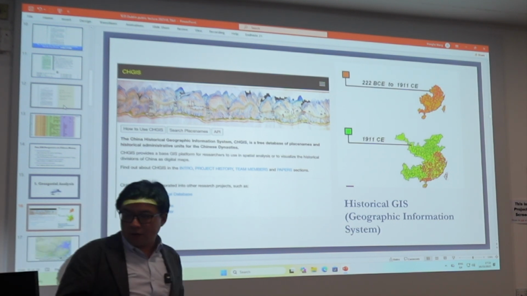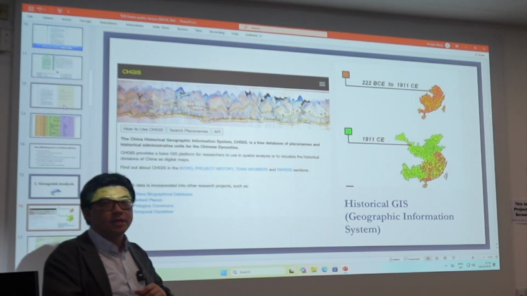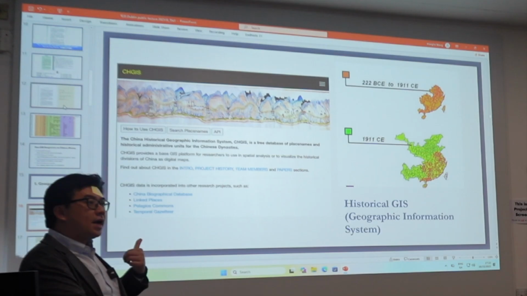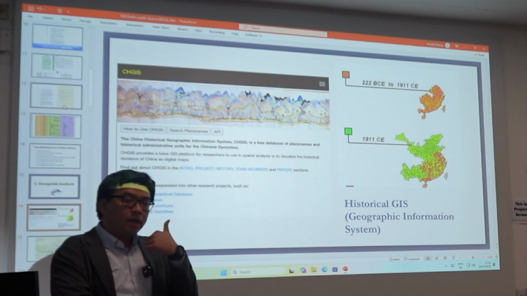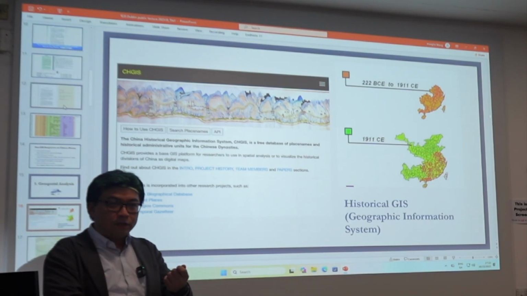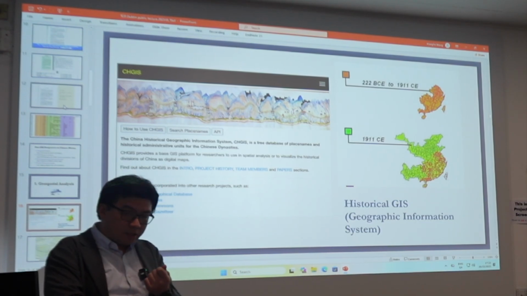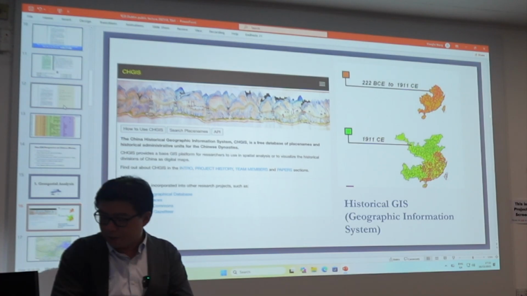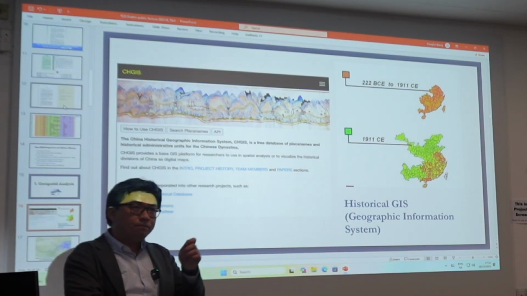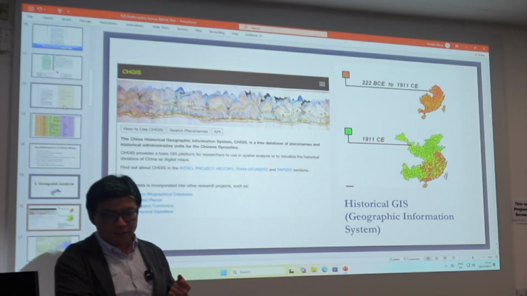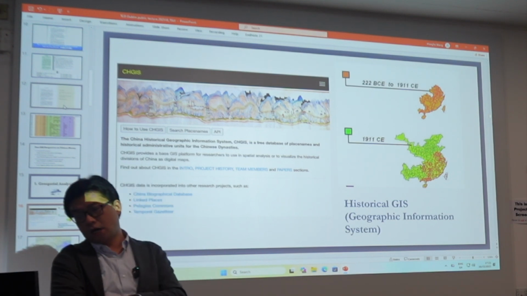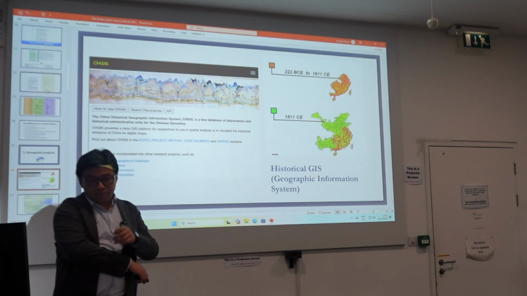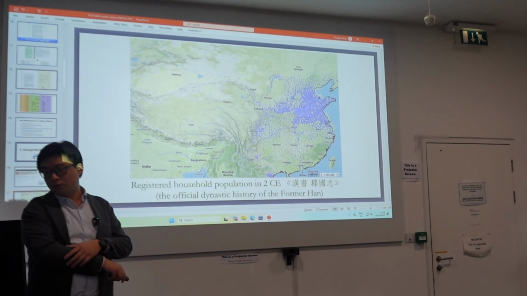So I'll elaborate on the usage of these tools, but just to give you the gist here, CHGIS is a database with geographical information systems data about Chinese history. And it's free and online and accessible. So place names and coordinates and historical geography of Chinese history, basically. And there's also a search function and API functions and so on.